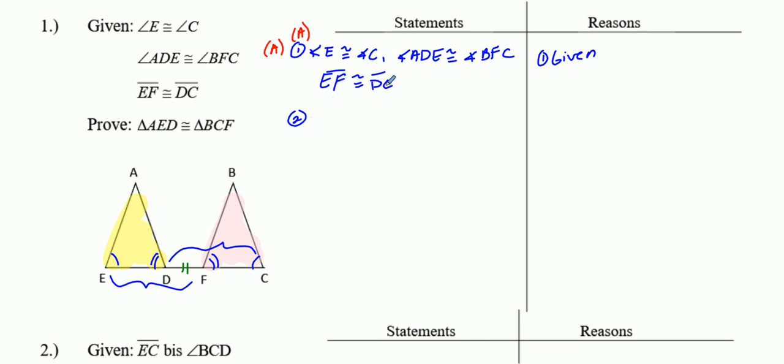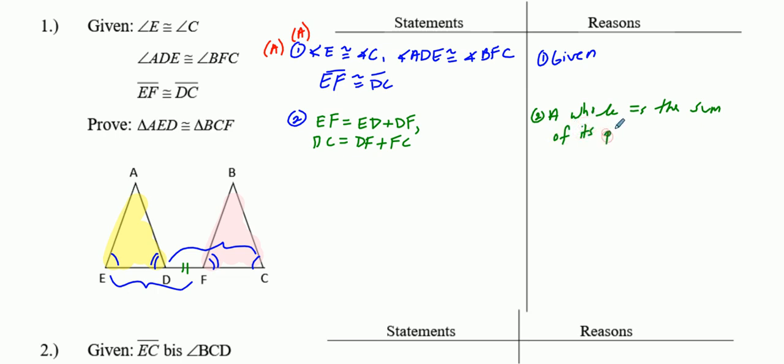So I'll start off by taking EF and DC and writing them out as the sum of their parts. So using the picture, EF equals ED plus DF, and DC equals DF plus FC. And again, that's a whole equals the sum of its parts. And we always follow a whole equals the sum of its parts up with substitution next. So since we know EF and DC are equal, I can then set their right sides equal in the second statement, leaving me with this.